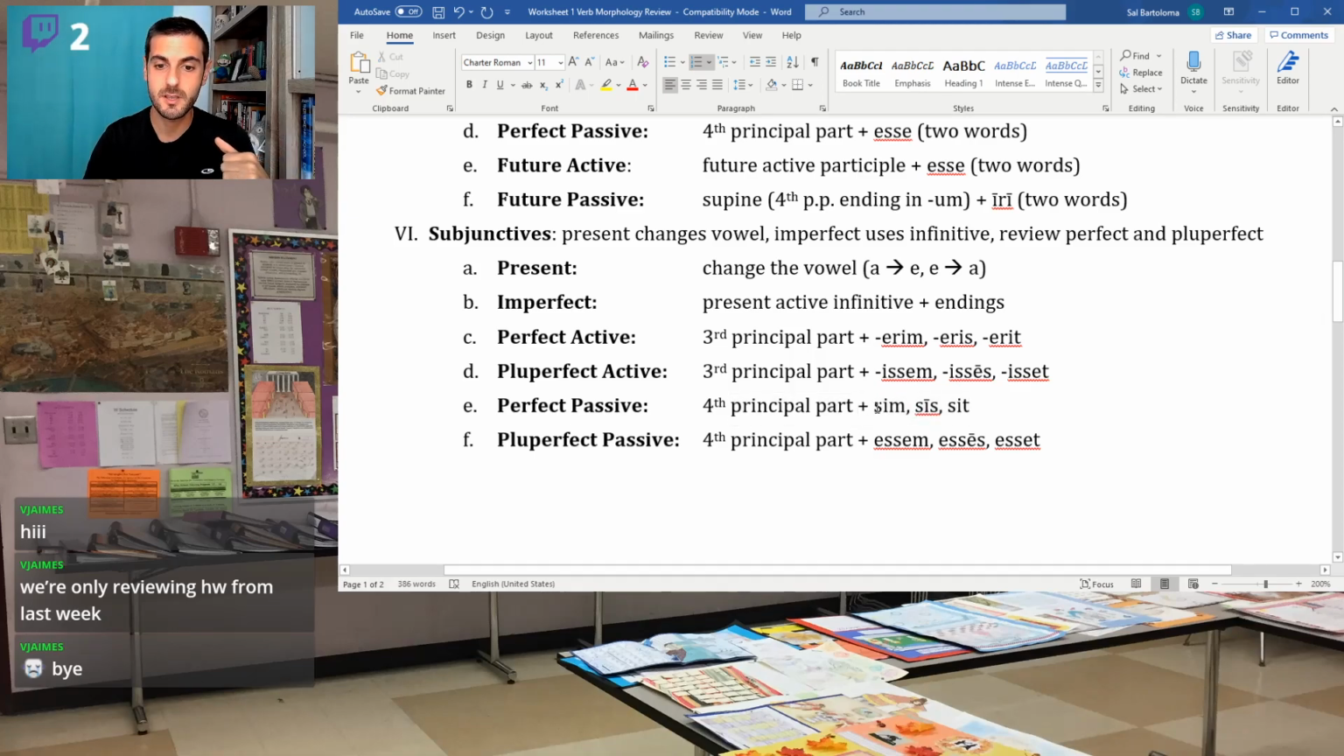So instead of it being amatus sum, it's amatus sim. And instead of it being amatus eram, it's amatus essem. So we use the subjunctive alternatives. Now that is a ton of information coming at you all at once. So this is basically a guide.